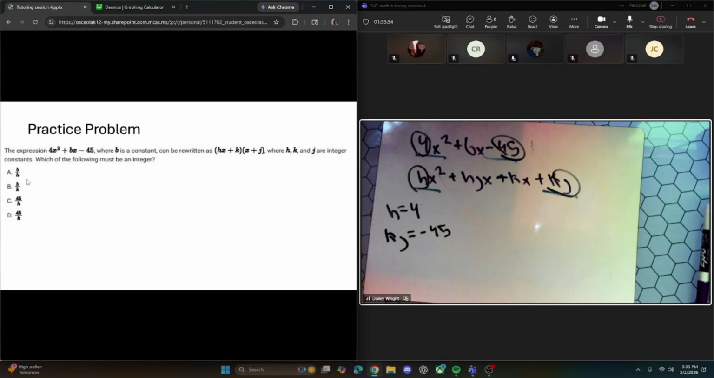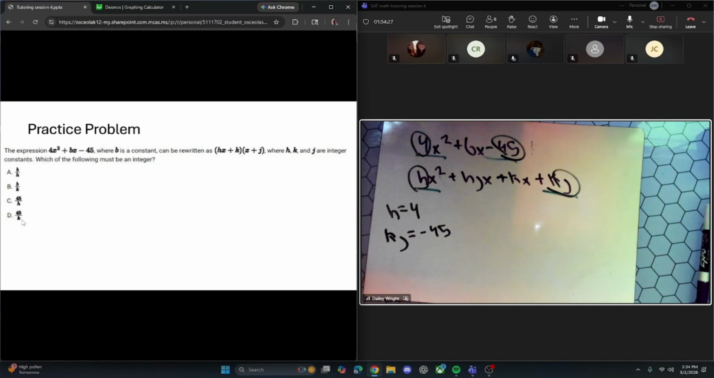We have no clue what b is still, so b over h, we don't know if that's an integer, so we'll just ignore A for now. B over k, we still have no clue what b is, so we're going to ignore that for now. 45 over h, we know what h is now, so we can plug in h. 45 over 4, that's not going to give us an integer. It says which of the following must be an integer, not must not be an integer. So 45 over h, C is not your correct answer.